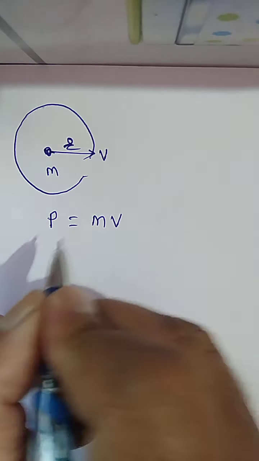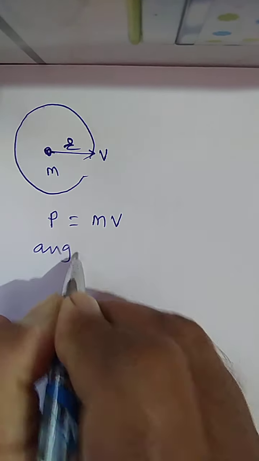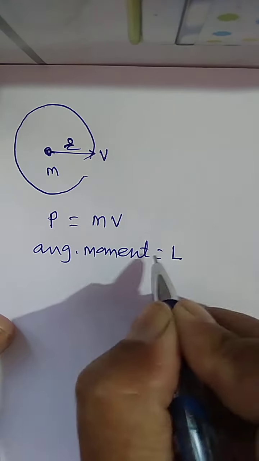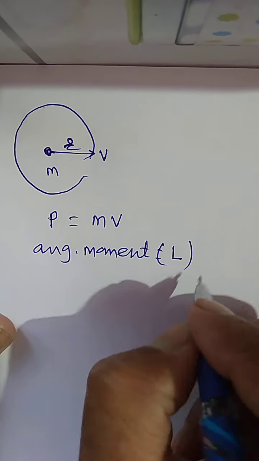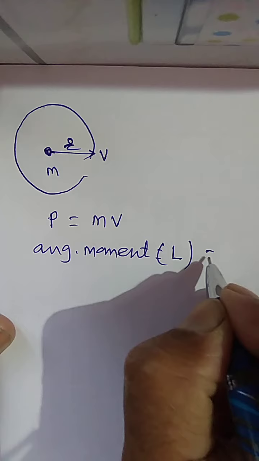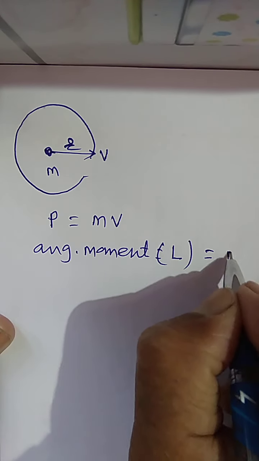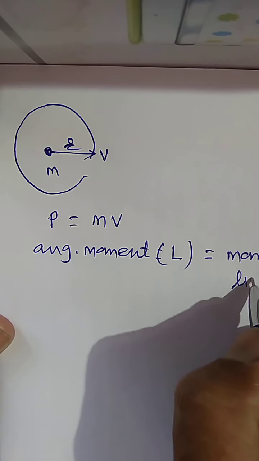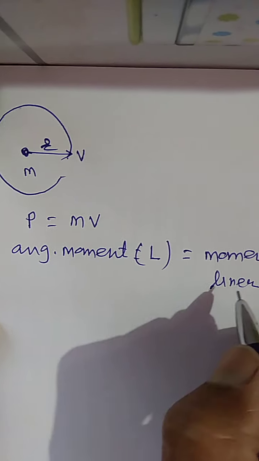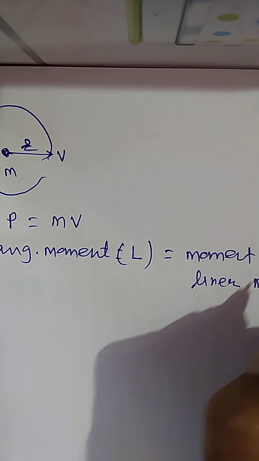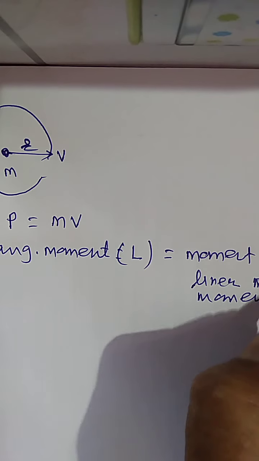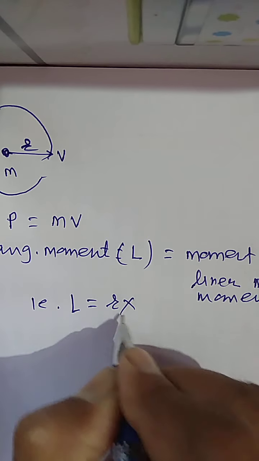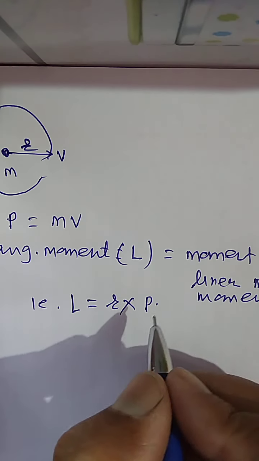and angular momentum is denoted by capital L and defined as the moment of linear momentum. That is, capital L equal to r cross p.